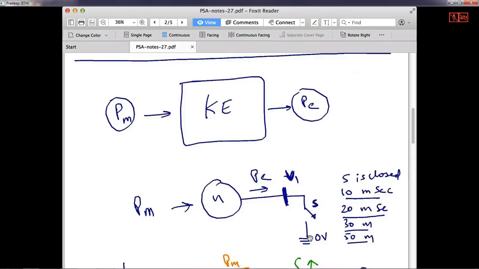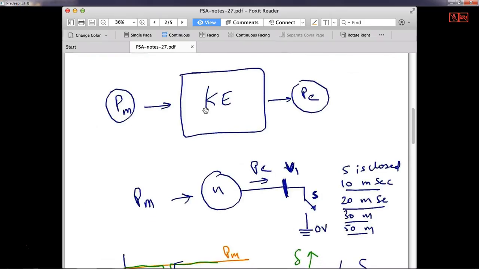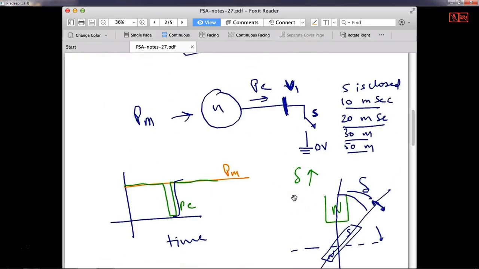So ultimately, what we have is mechanical power stored as kinetic energy and released as electrical energy in the case of a generator. If there are any disturbances on Pe or Pm, how the kinetic energy is managed and how the system maintains stability is the problem.